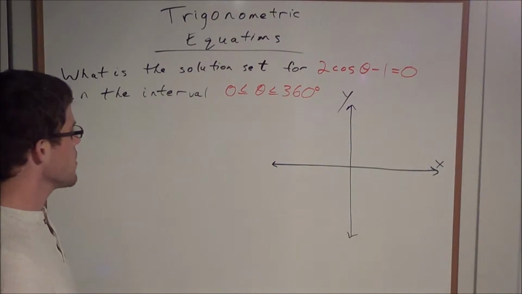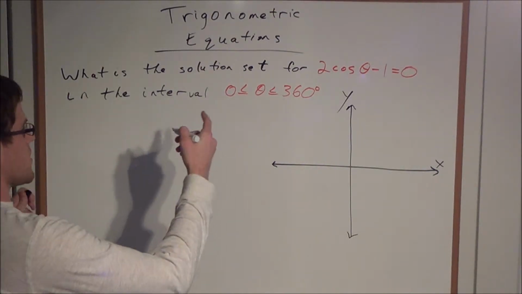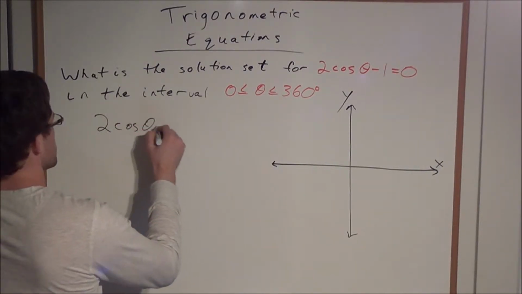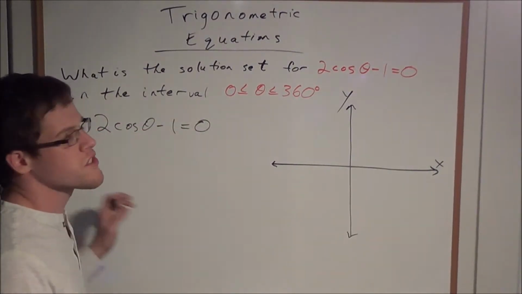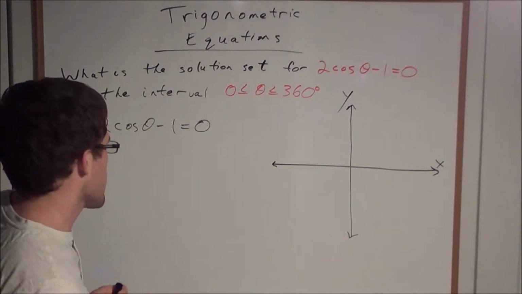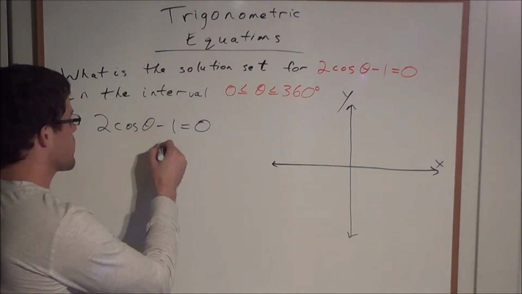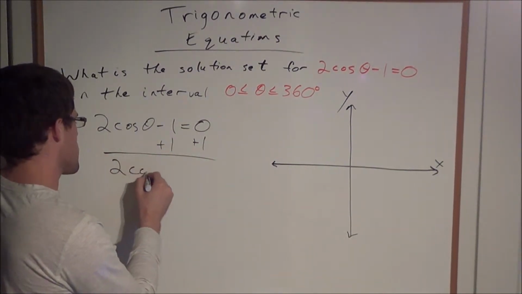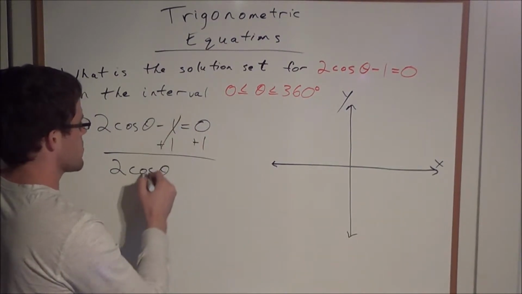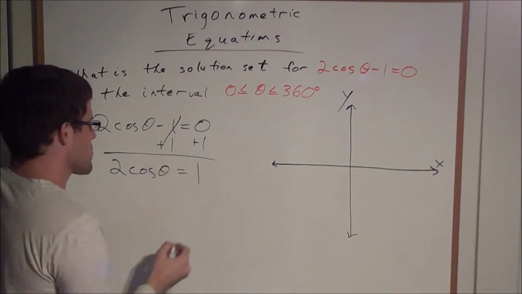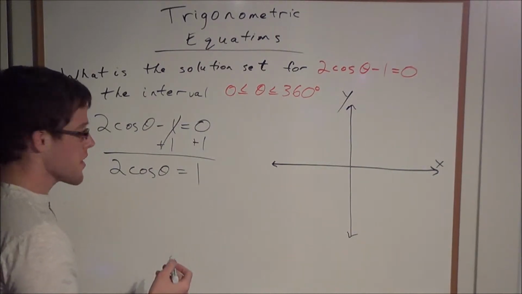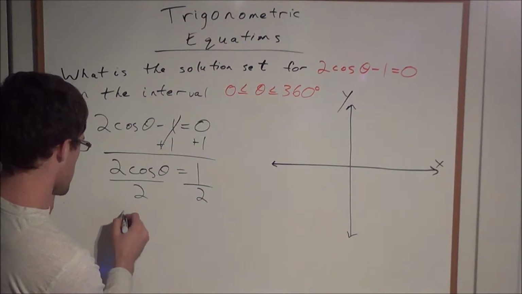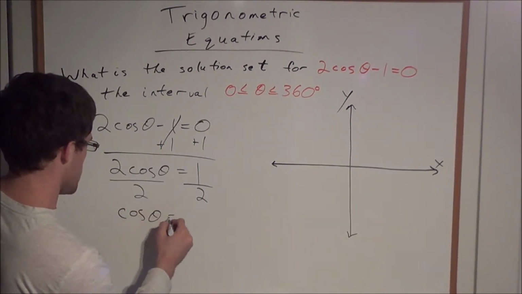Alright. So to get started, we want to solve for cosine theta. We're looking at 2 cosine theta minus 1 equals 0, and we're going to treat this like a single variable algebra equation. So we're going to add 1 to both sides. Now we have 2 cosine theta, because the minus 1 and plus 1 cancel out, is equal to 1. Now to get cosine theta on its own, we divide by 2. And we're looking at cosine theta is equal to 1/2.